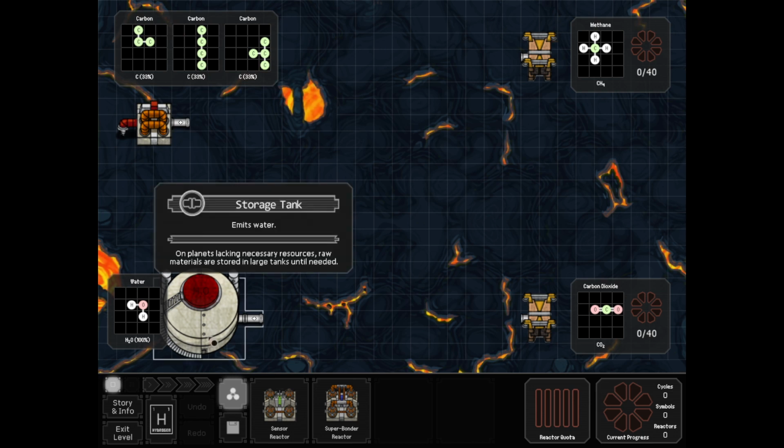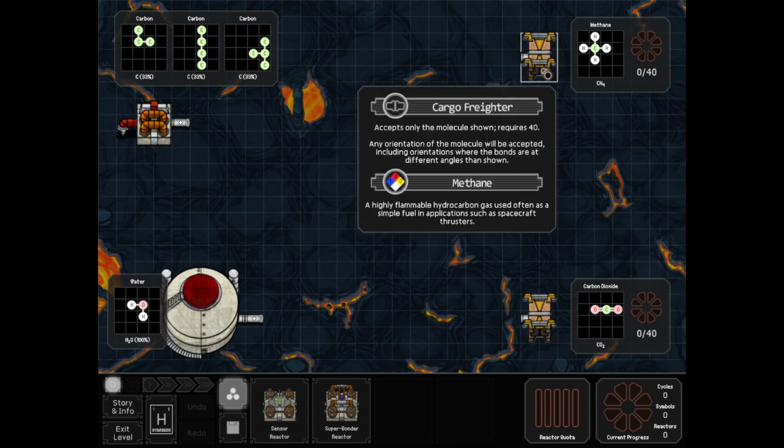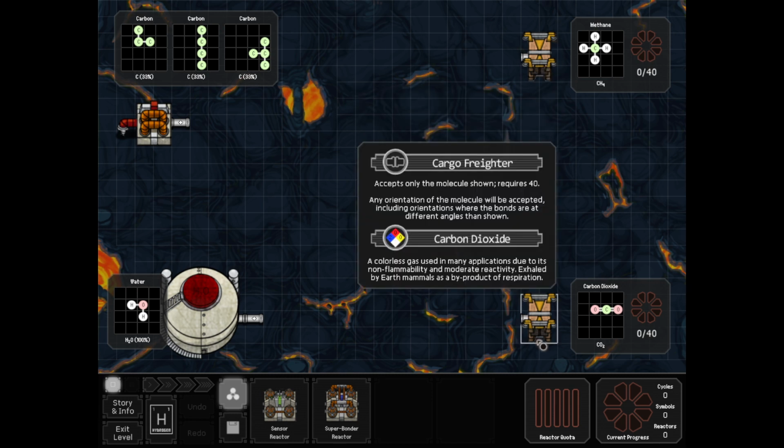Alright, here we got water. Well, I guess this planet doesn't have water on it naturally. What do I get from that? Methane. Highly flammable hydrocarbon gas, often used as a simple fuel in applications such as spacecraft thrusters. Makes sense. And carbon dioxide. Colorless gas used in many applications due to its non-flammability and moderate reactivity. Exhaled by Earth mammals as a byproduct of respiration.